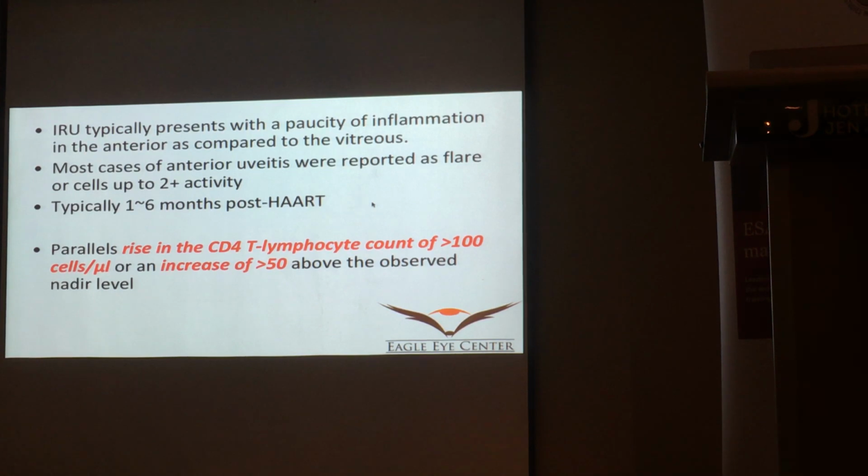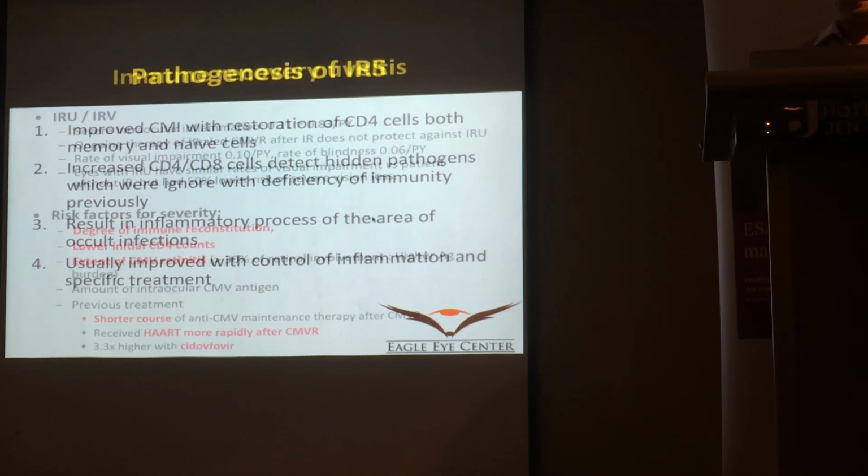So IRU typically presents with inflammation, especially in the back, in the vitreous. So it typically appears more vitritis than anterior uveitis. Right? If you do have anterior uveitis, usually flare cells, maybe up to about 2 plus. You will not typically see a hypopyon uveitis, that kind of thing. Right? Usually it occurs after HAART therapy. It will parallel the rise in the CD4 of more than 100 above the normal, what he started with.